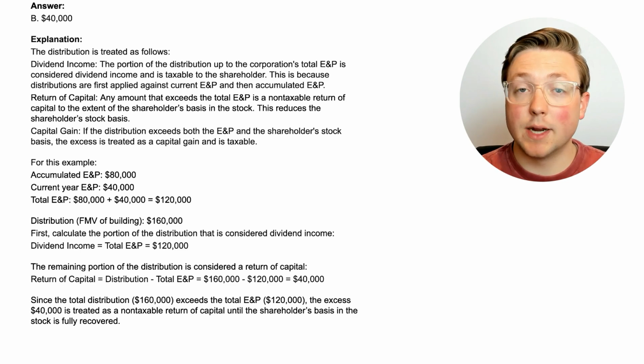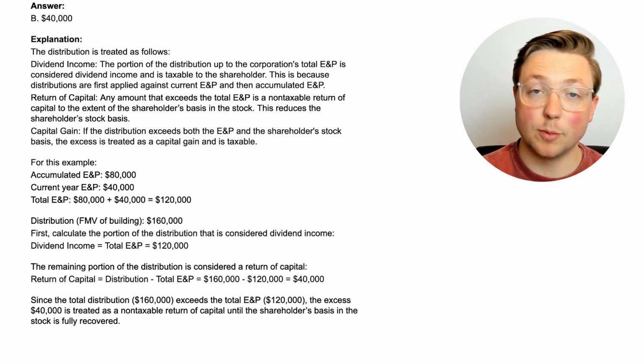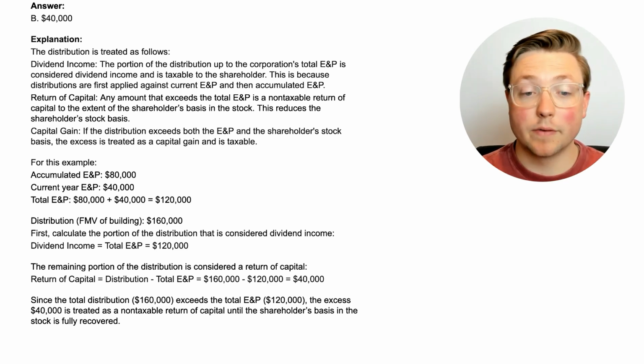The distribution is treated as follows. First is dividend income. The portion of the distribution up to the corporation's total E&P is considered dividend income and is taxable to the shareholder. This is because distributions are first applied against current E&P and then accumulated E&P. Next is return of capital. Any amount that exceeds the total E&P is a non-taxable return of capital to the extent of the shareholder's basis in the stock. This reduces the shareholder's stock basis.